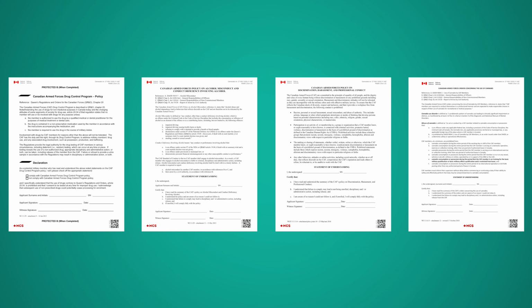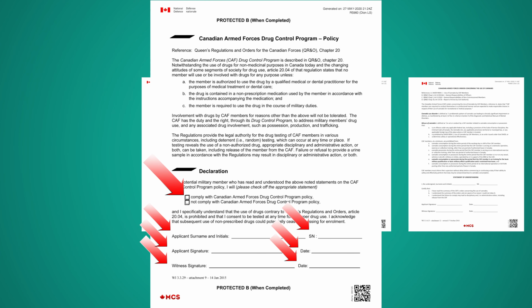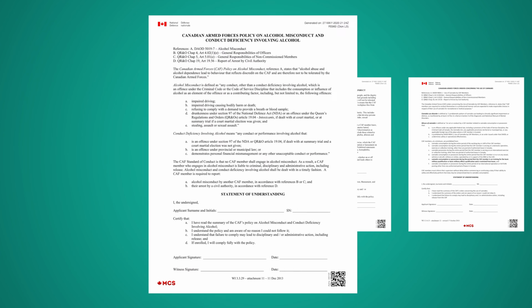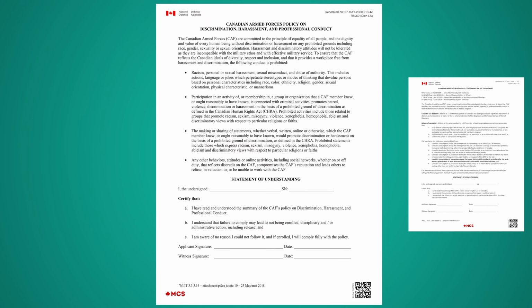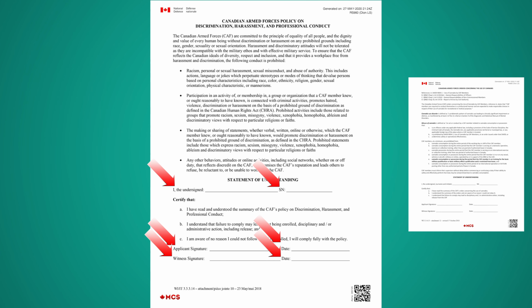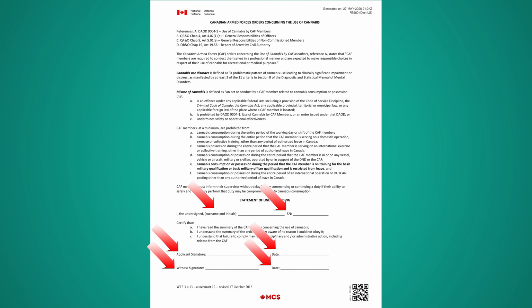The next four documents are policies that you must read, sign, and date, indicating that you have read them. If you did your interview in person at your recruiting center, you already signed them. They are A, the Canadian Armed Forces Drug Control Program Policy; B, the Canadian Armed Forces Policy on Alcohol Misconduct and Conduct Deficiency Involving Alcohol; C, the Canadian Armed Forces Policy on Discrimination, Harassment and Professional Conduct; D, Canadian Armed Forces Orders concerning the use of cannabis.